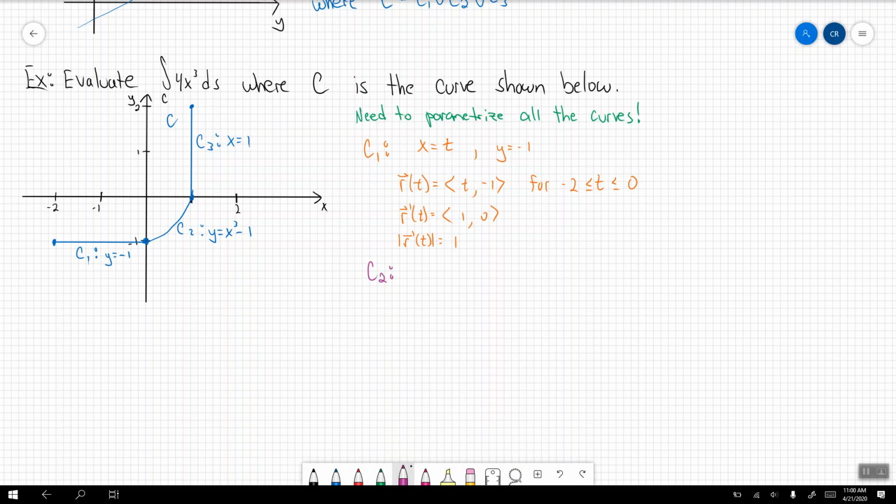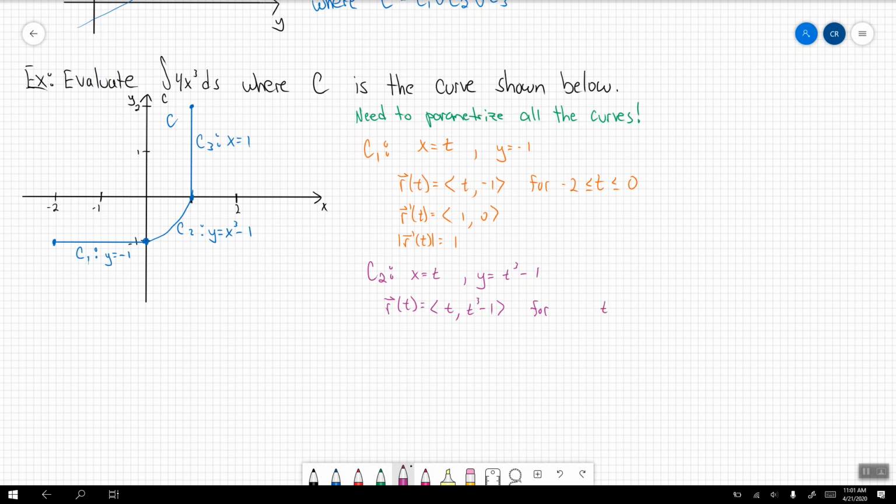So curve number 2. For curve number 2, our x-coordinates and y-coordinates are both changing. We can see from this function that y changes with respect to x. So if we naturally just let x be t, then our y-coordinate will automatically become t cubed minus 1. Under these assumptions, r of t is now going to be t comma t cubed minus 1.